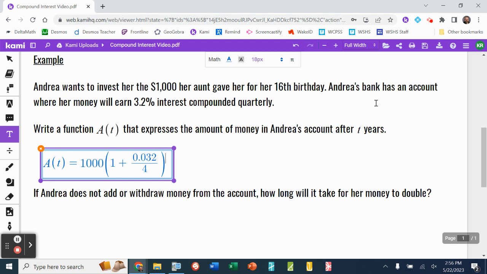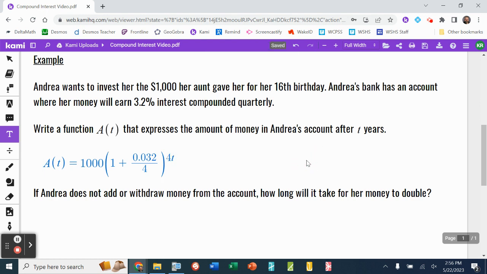Now, we don't know how long Andrea is going to invest this, but we do know that for each year she does, she's going to receive the interest 4 times throughout the year. So we'll say 4t. And so we have our function for Andrea's investment. And it'll allow us to calculate, if we know how long Andrea is going to invest it for, how many years, then we can calculate how much should be in our account.